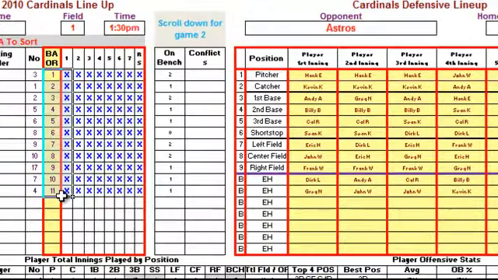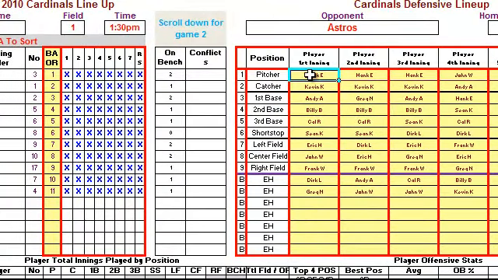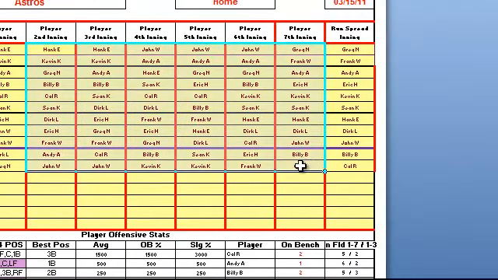Your Coach's Lineup tab. This is where you enter your batting order and your defensive positions per inning. Start with the first inning all the way down. I'm going to list each player. I'm going to do that for all 7 innings.